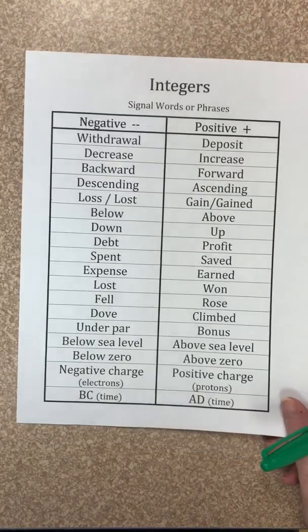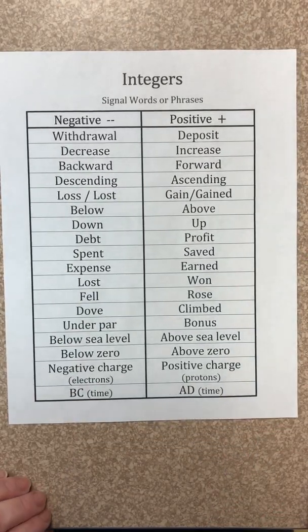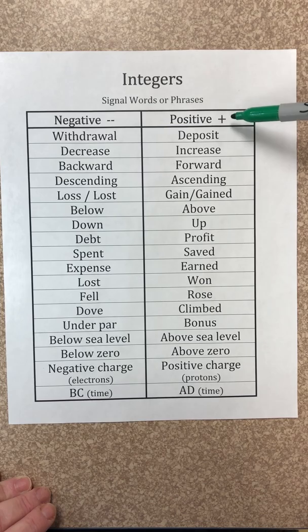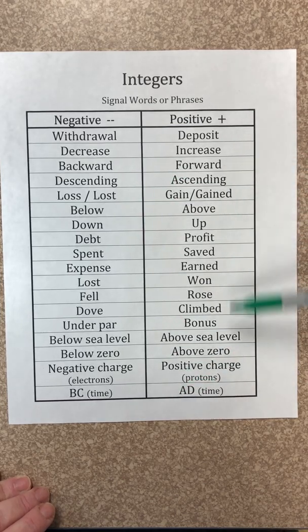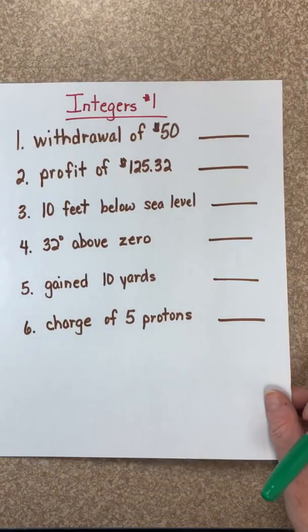Now let's look at another table, and this table is just a list of signal words or phrases that will help you identify if the number is supposed to be negative or positive. And there's several here that we will be looking at. Both of the tables that I've shown you are on your Google Classroom if you wanted to make your own table or if you wanted to print it off. Well, let's look at an example.